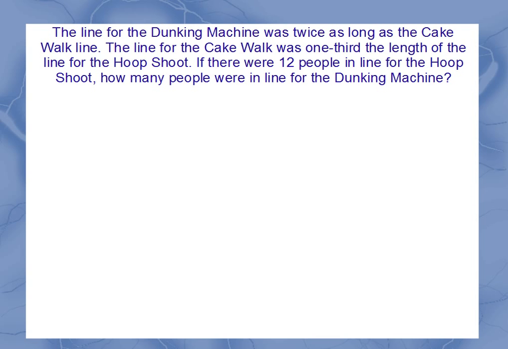The line for the dunking machine was twice as long as the cakewalk line. The line for the cakewalk was 1/3 the length of the line for the hoop chute. If there were 12 people in line for the hoop chute, how many people were in line for the dunking machine?